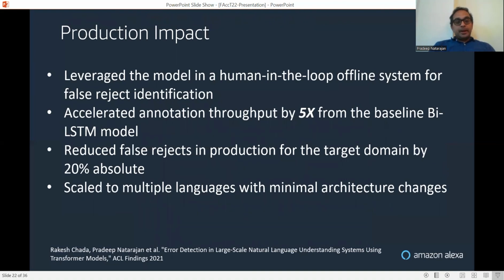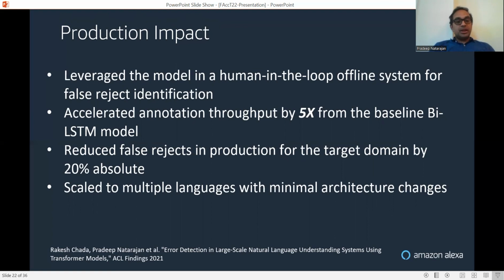In terms of production impact, we leveraged the model in a human-in-the-loop offline system for false reject identification. We applied our model at a particular operating point, identified utterances that were marked as potential false routes by the model, presented them to humans to verify if they are indeed false routes, and then used those as training examples to improve our production models. We were able to accelerate our annotation throughput by 5 times from the baseline LSTM model. In addition, we also reduced false routes in production for the domain we targeted by an absolute 20%.